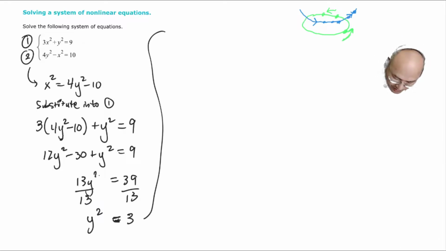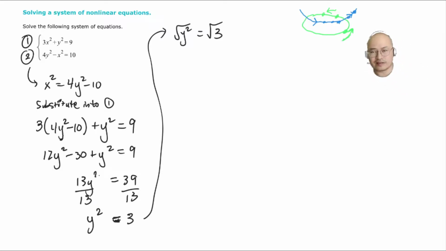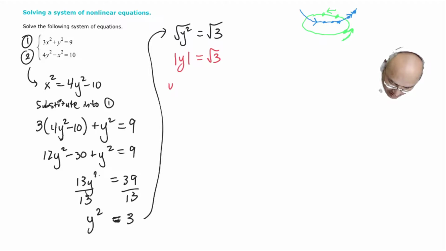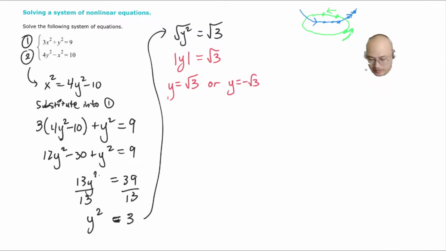I'm going to try to solve for y. So the square root of y squared is equal to the square root of 3, square root of both sides. But remember, the square root of y squared is really what? That's just the absolute value of y. And the absolute value of y is equal to the square root of 3. Now we know how to solve this. y is equal to positive square root of 3, or y is equal to negative square root of 3. So we have two cases. Case 1. What happens when y is equal to the square root of 3?